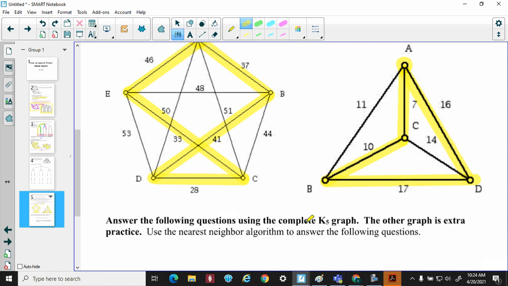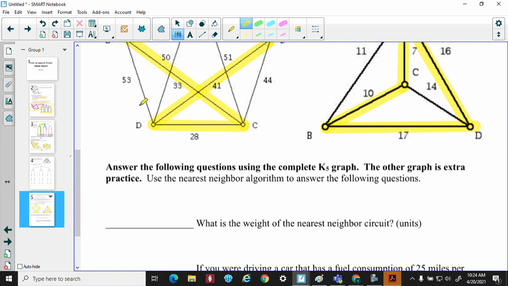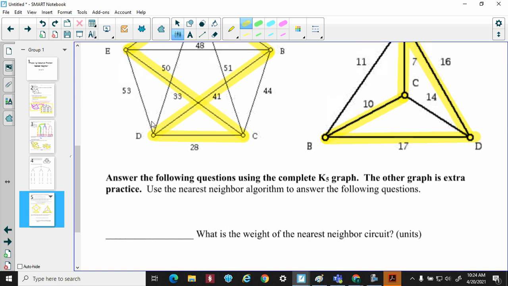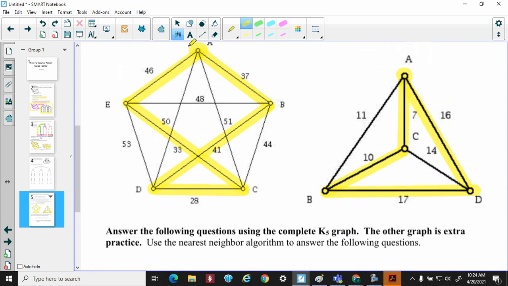And then you would answer a couple of questions. What is the nearest neighbor? So let's say use the nearest neighbor algorithm. The other graph is extra practice. Use the nearest neighbor. I'm guessing I would use this one right here. Now from here, we get into some pretty simple stuff, like what is the weight of the nearest neighbor? Then you just add up all the things that you used. So I think 37, I used 41, I used 28, I used 33, and I used 46, and I would just add that and answer whatever questions I had to deal with.